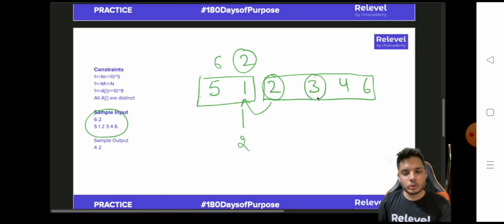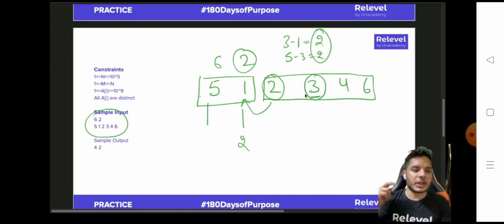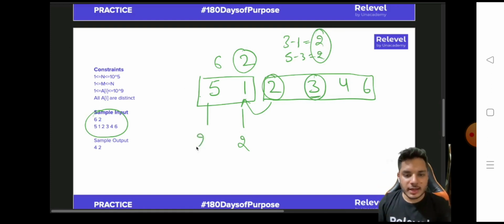Now, to whom will 3 join? 3 will join 5 because the size difference with 1 is also 2. 3 minus 1 is 2, and 5 minus 3 is also 2. The size difference is the same, but it will join the bigger one, the second condition. So the size here also will be 2.